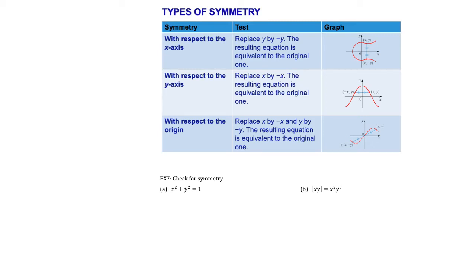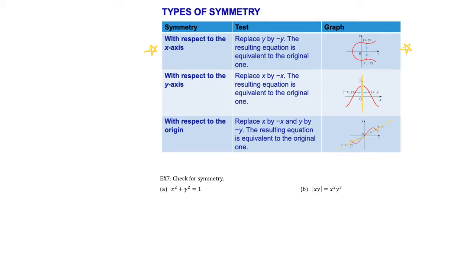Okay, let's look at different types of symmetry and how we can test for symmetry using algebra. So there's symmetry where there's a mirror image if we were looking at how it reflects across the x-axis. There's symmetry with the y-axis, where that y-axis acts like your mirror. And then there's also symmetry with the origin, where the line that everything is reflected through is just a diagonal line, the line y equals x. So we can see if there's symmetry in all these different ways by doing some algebra.